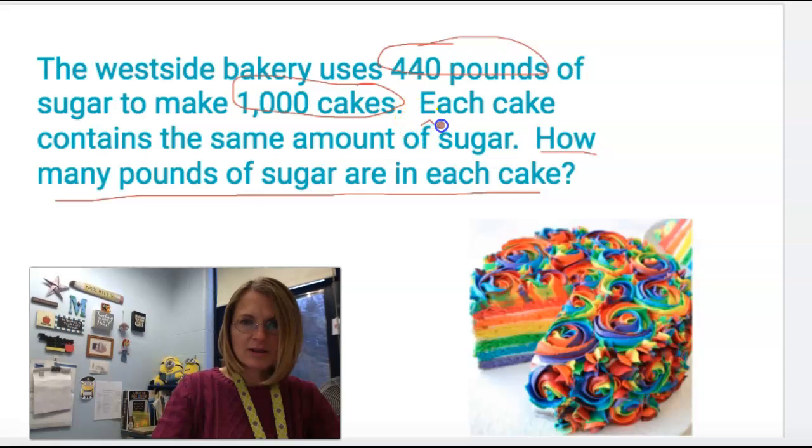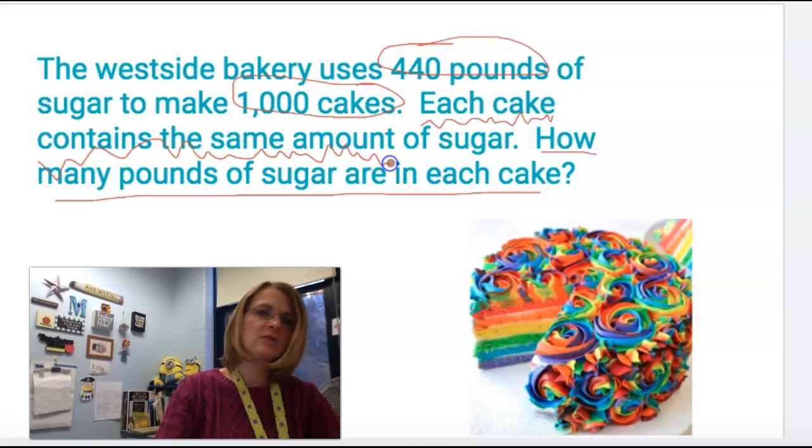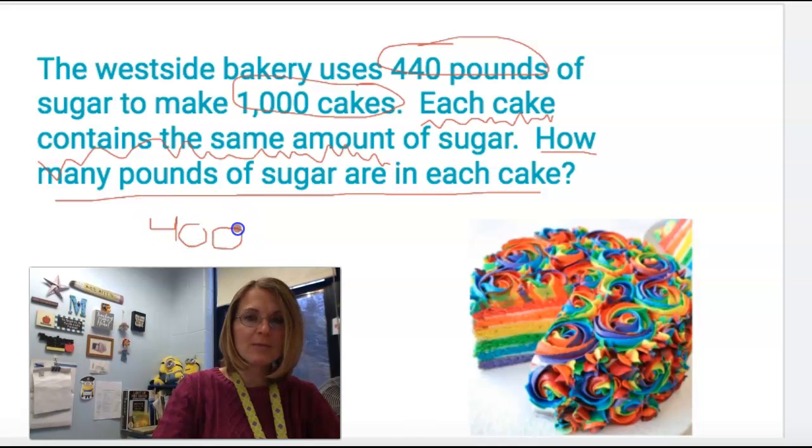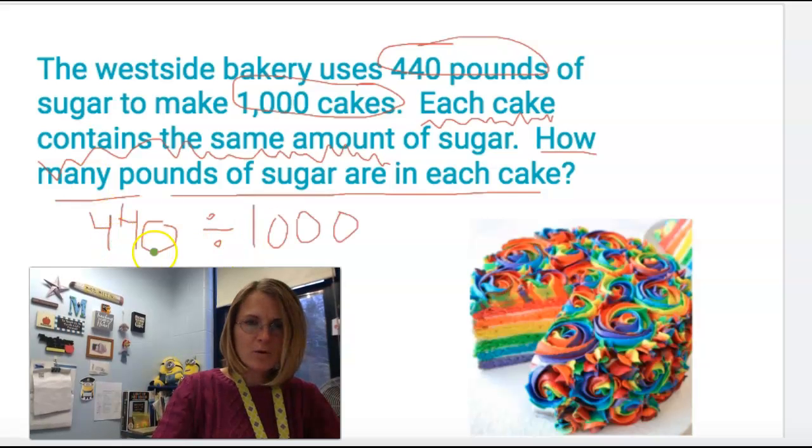Now this is important. Each cake, see this word each keeps coming up? Each cake contains the same amount. So what we need to do is take the amount of sugar and divide it evenly by how many cakes we're making. So 440 pounds of sugar divided by 1,000 cakes. So we're sharing it evenly with each of the 1,000 cakes. 1,000 has 3 zeros. So we're dividing. When we're dividing, our number is going to get smaller.